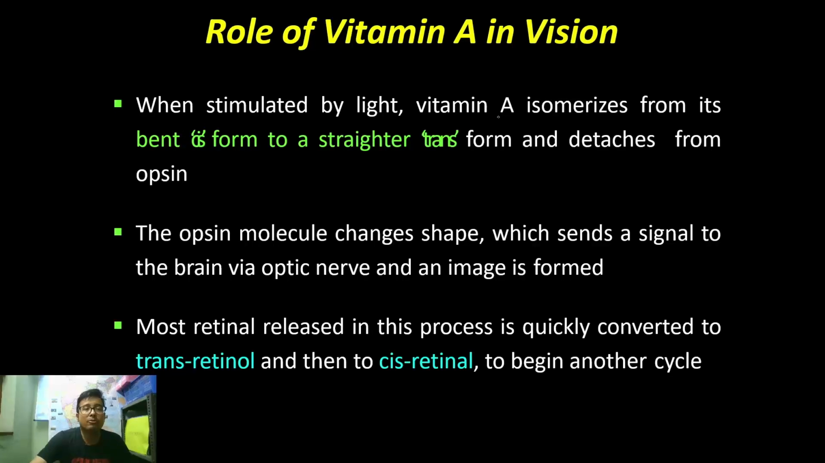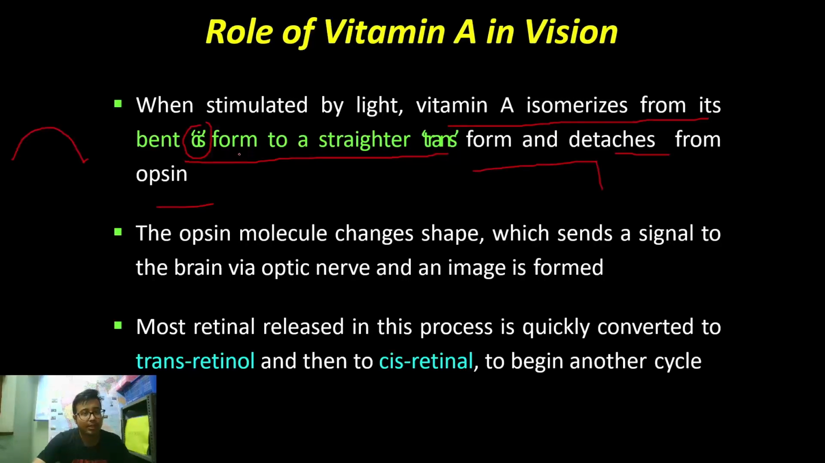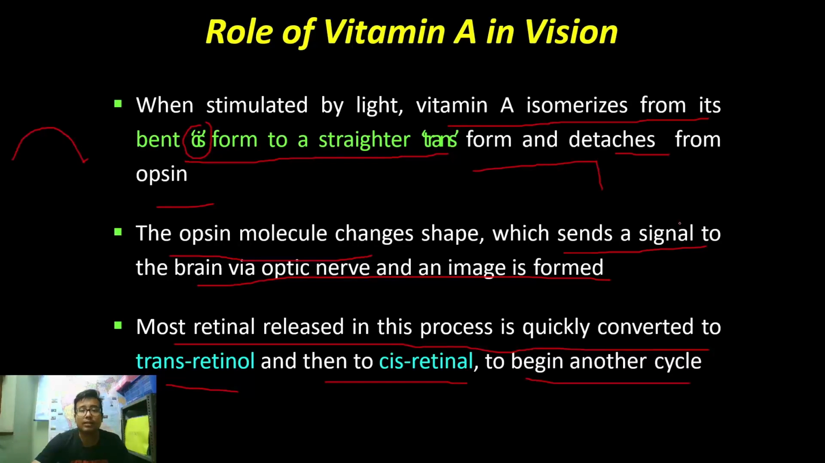So when stimulated by light, vitamin A isomerizes from its bent cis form to the straighter trans form and detaches from opsin. The opsin molecule changes shape, which sends a signal to the brain via the optic nerve, and an image is formed. This is the actual neurovisual mechanism, right? Now, most retinol released in this process is quickly converted to trans-retinol and then cis-retinol to begin another cycle.